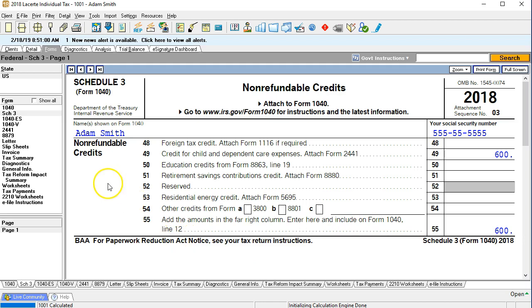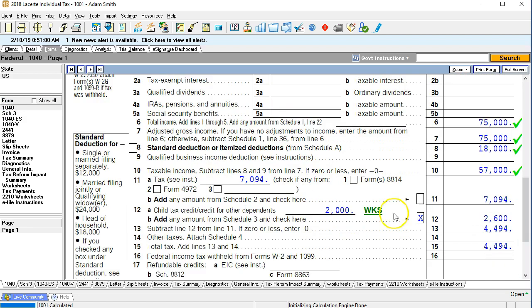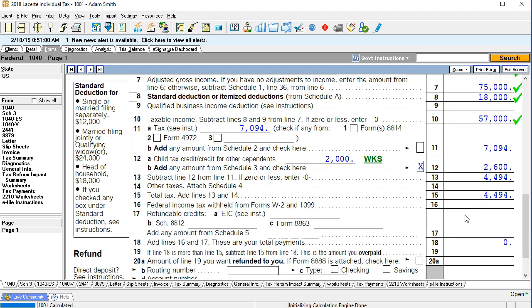line 12. So then if we go back to the 1040 and we go to line 12, here is line 12. It's a little tricky the way that works, because here's the 2,000 and then it jumps up to 2,600. Why? Because this is including the amount on Schedule 3. So 2,000 for the child tax credit, and then the 600 that we just saw on Schedule 3 brings it to 2,600. And then we know that's a dollar for dollar credit. So this was our liability minus the 2,600 brings the liability down to 4,494.